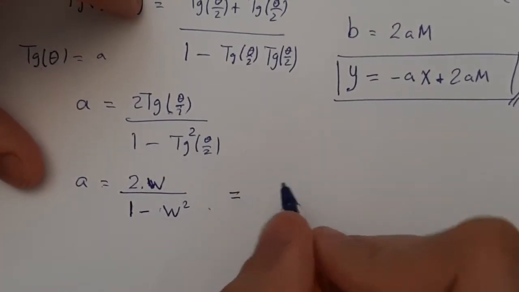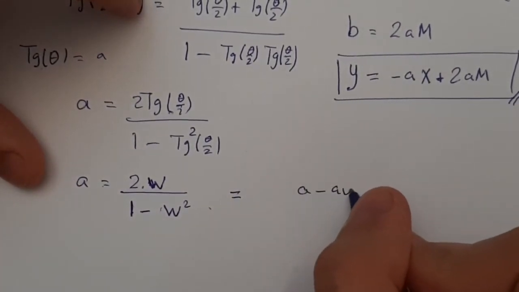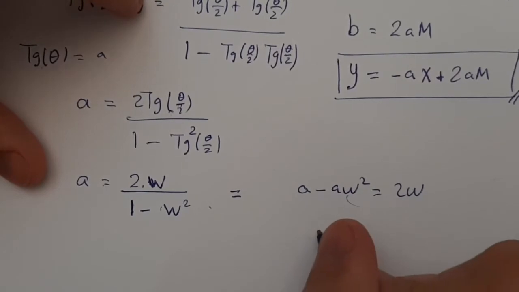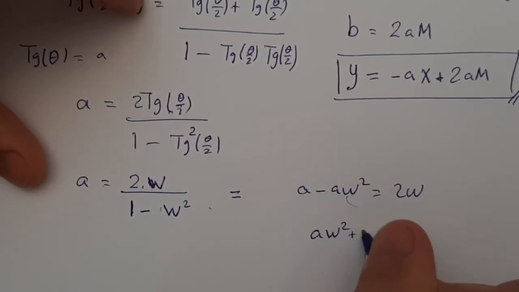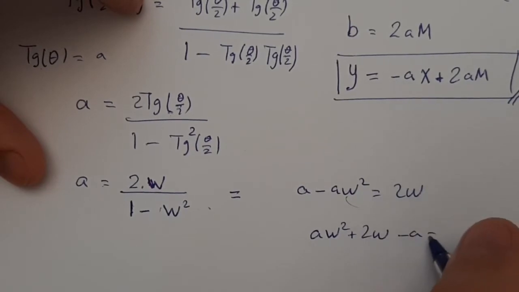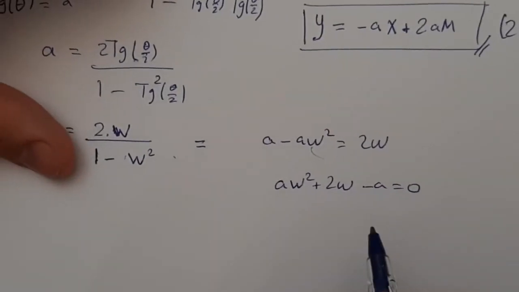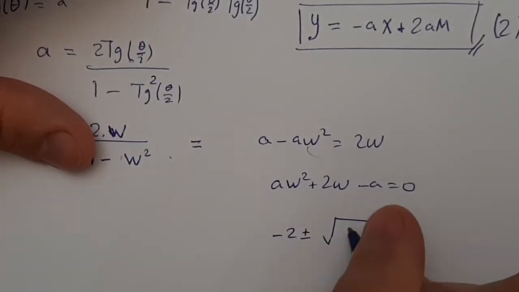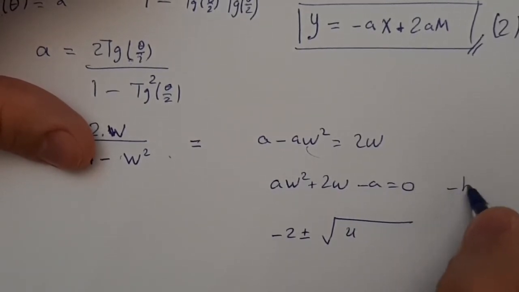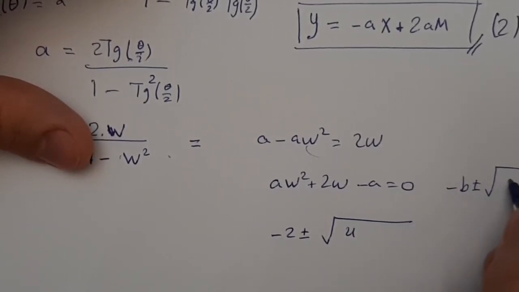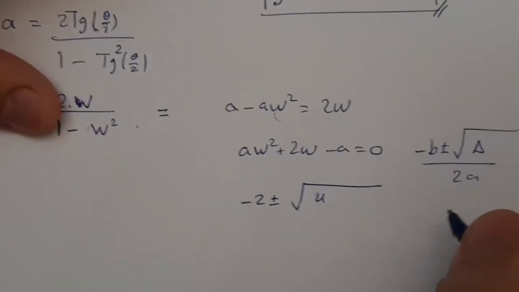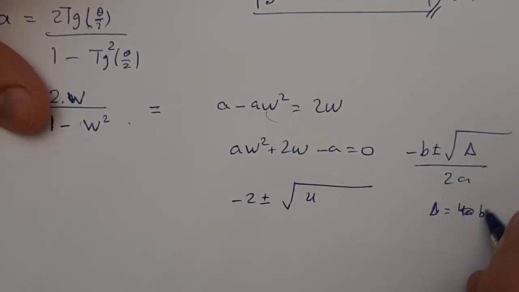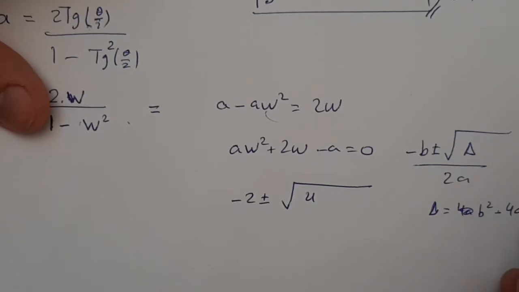So now we are going to have what? A minus a w squared, I'm just multiplying over here, is equal to 2w. So I'm going to join them, all of them in one side. A w squared plus 2w minus a is equal to 0. Now I'm going to need to solve this quadratic equation, okay? So I'm going to have minus 2 plus or minus square root of 4. I remember it was minus b plus or minus square root of delta divided by 2a, okay? Delta is what? Delta is equal to b squared minus 4ac, okay?